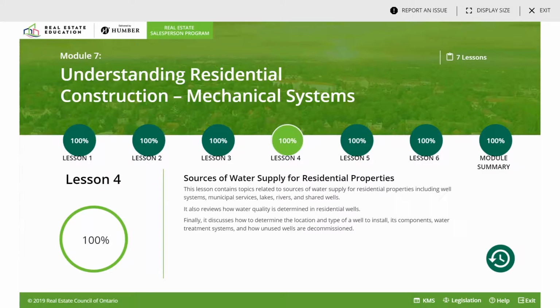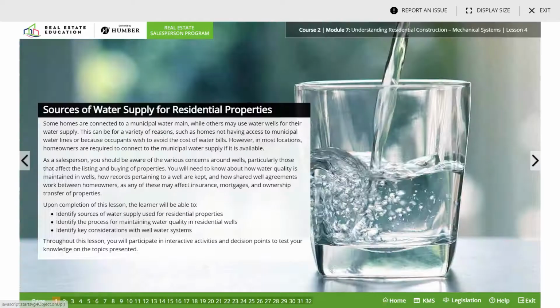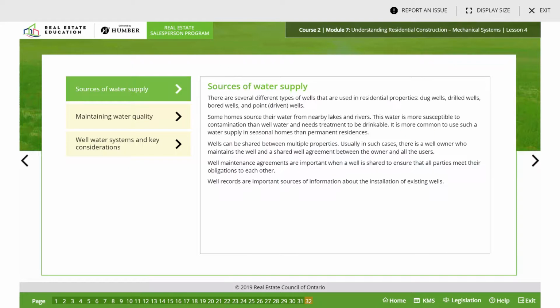Let's move on to lesson 4: sources of water supply for residential properties. There are several different types of wells used in residential properties: dug wells, drilled wells, bored wells, and point-driven wells. Some homes source their water from nearby lakes and rivers.